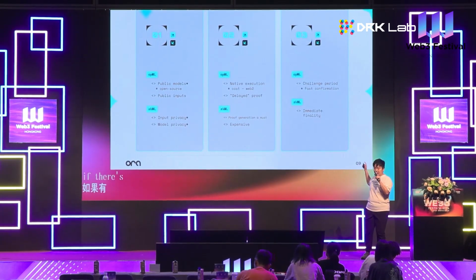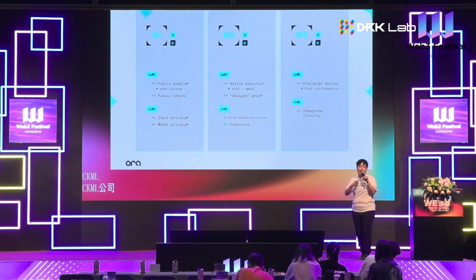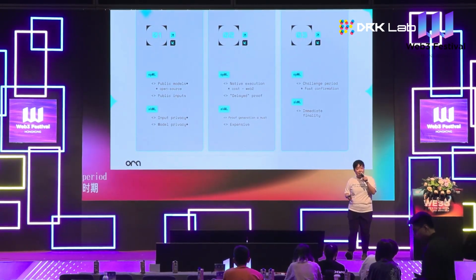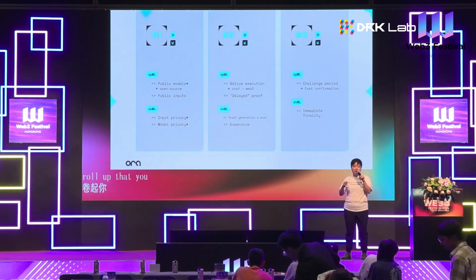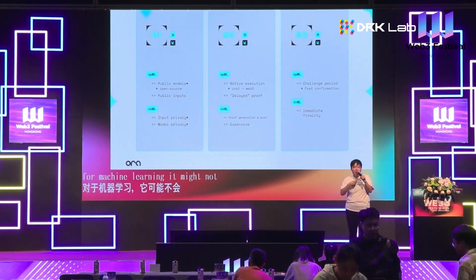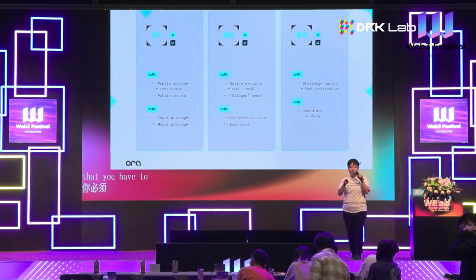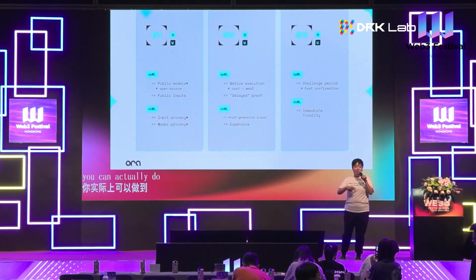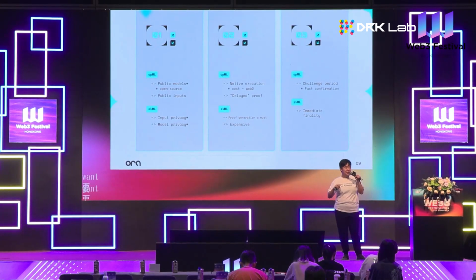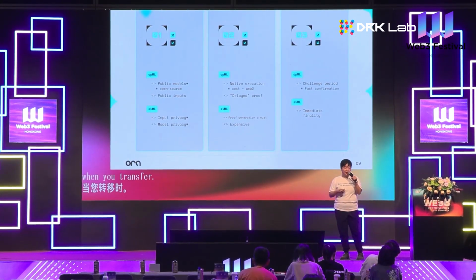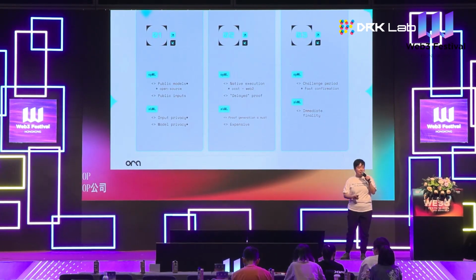In OPML, we still have a challenge period, just like any of the OP rollups that you might be familiar with. For machine learning, it might not be as long as 7 days, but there's still a challenge period that you have to go through. However, you can do what we call a fast confirmation, if you want to use the result yourself. This is what a lot of CEXs do when you transfer anything from an OP rollup into a CEX: they run through the transaction themselves and guarantee its correctness. If they do so, then they don't need to wait until the end of the challenge period. They can immediately consume that result as it is.